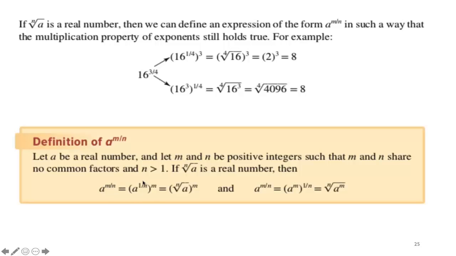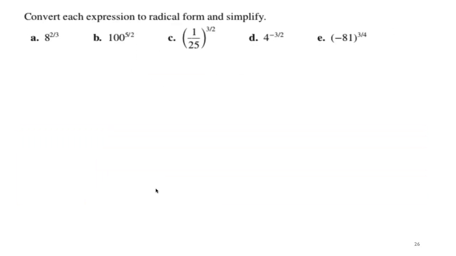So one way is to take the root first, the nth root, then raise to the m power. Or another way of doing it is to raise to the m power, then take the nth root. Either way will be the same answer, but as we saw earlier, it's better to take the nth root first when the number is small, and then take the power later. So that's the way we recommend to evaluate these rational exponents.